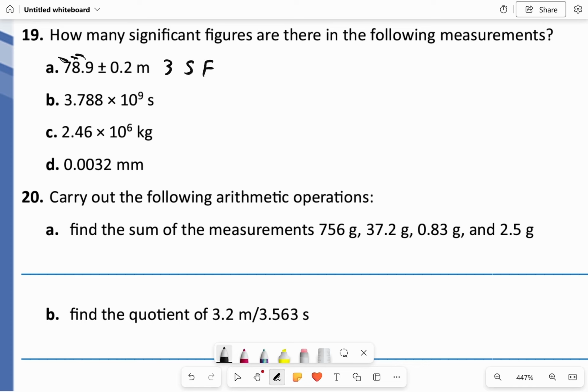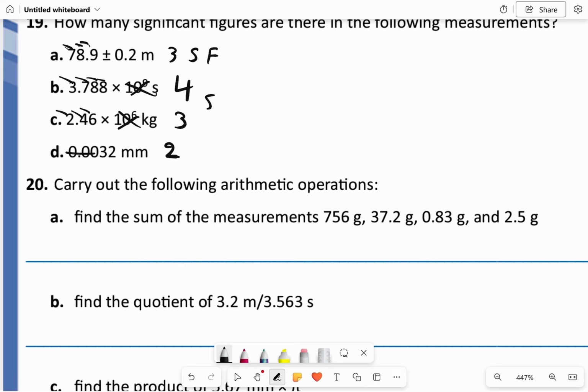This one, we mentioned that you don't count powers of 10, so you only have 4 significant figures. Here, you don't count powers of 10, so you only have 3 significant figures. Here, you don't count these zeros because they are on the left side of the decimal and they don't fall between 2 non-zero digits, so you only have 2 significant figures.